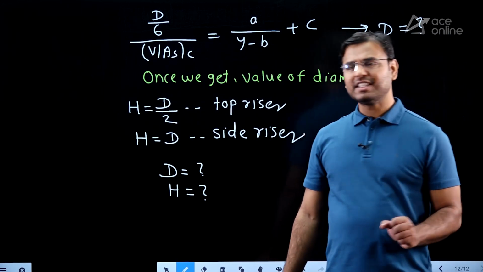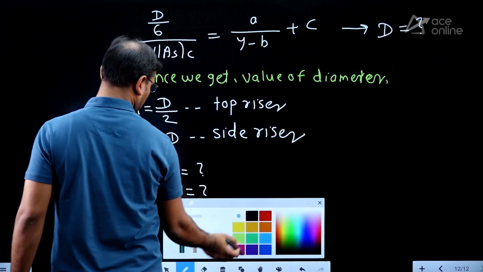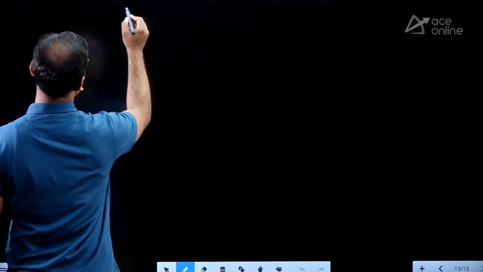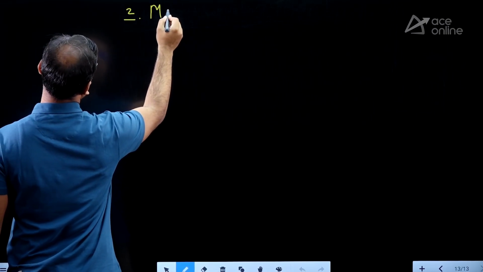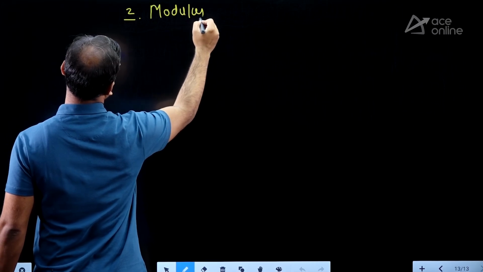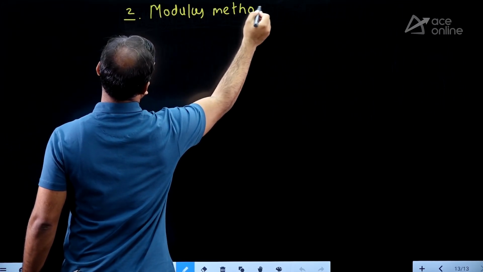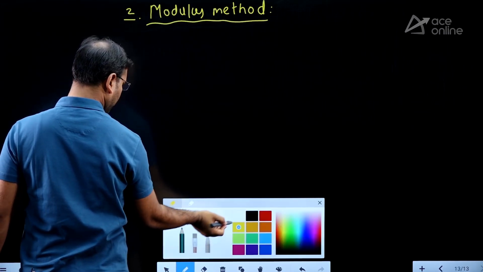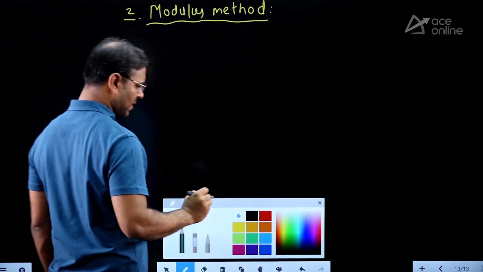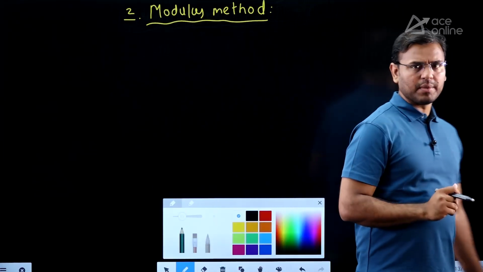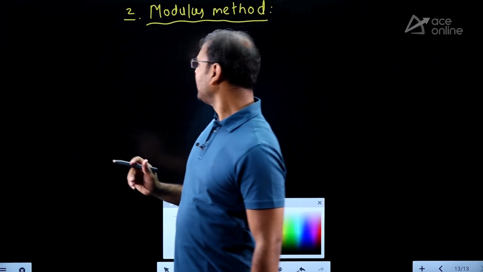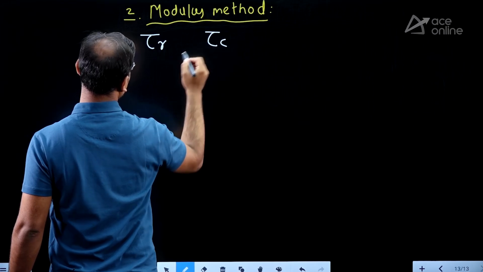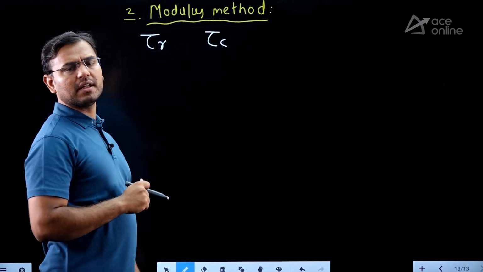Okay. Guys, next is modulus method here. The second method of riser design here is the modulus method. Guys, in the modulus method, now we are going to use the tau r, which means solidification time of molten metal in the riser. This is the tau r, solidification time of molten metal in the riser, and this is the tau c, solidification time of molten metal in casting cavity.